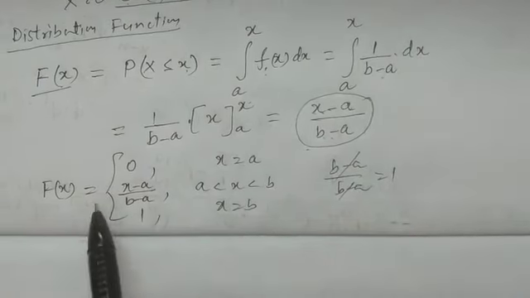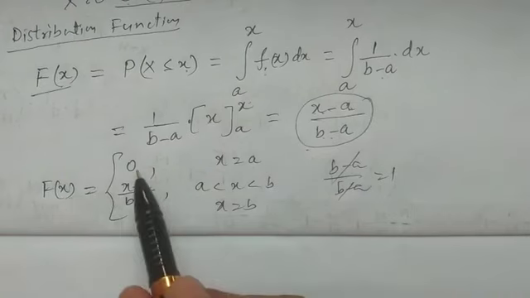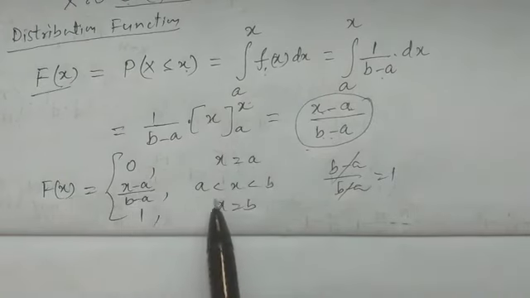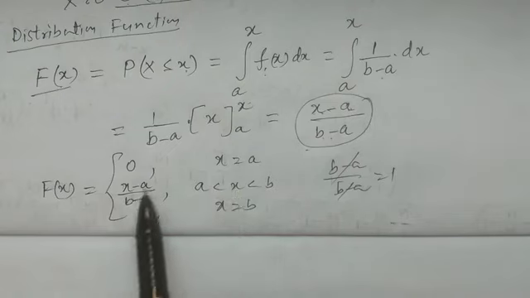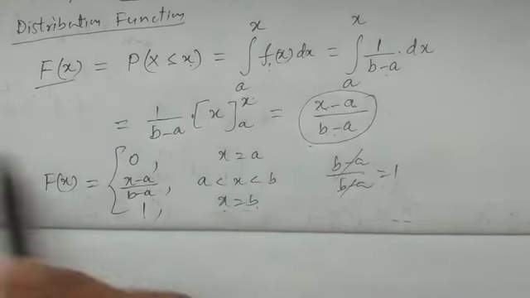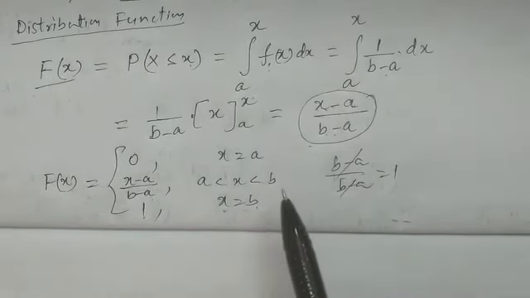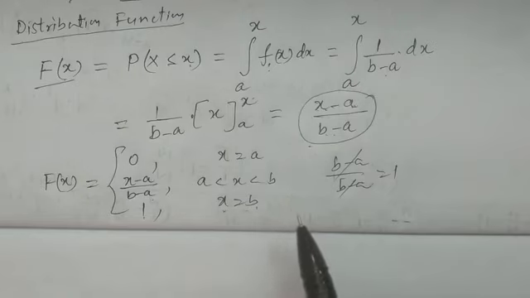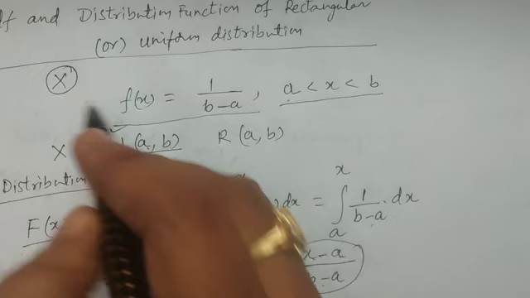So the distribution function takes the value 0 if x is equal to a. If x lies between a and b, then it is x minus a by b minus a, and if x is equal to b, it is 1. This is what you have to explain for the distribution function if it is asked in the examination. Hope you understand. This is the distribution function, and this is the probability density function, PDF.